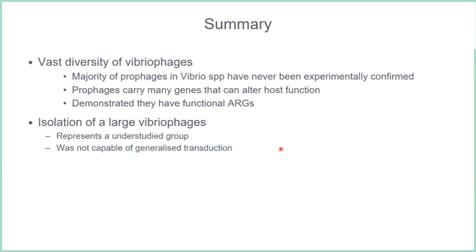So in summary, we looked at both Vibrio prophages and a single large Vibrio phage. The large majority of the prophages have never been seen before, and we were able to confirm some of these by a number of different methods. The prophages carry many genes that can alter host function. We just focused on ARGs for this talk, but we found lots of other genes that I'm happy to talk about. They can encode antibiotic resistance genes, and these can be functional in a heterologous host. We also found a novel large Vibrio phage that represents an understudied group, and in this case it was unable to carry out generalized transduction.